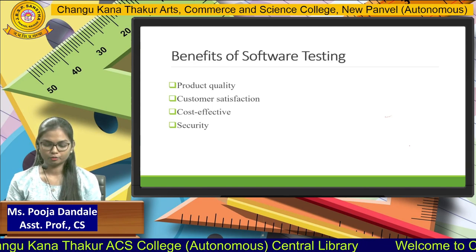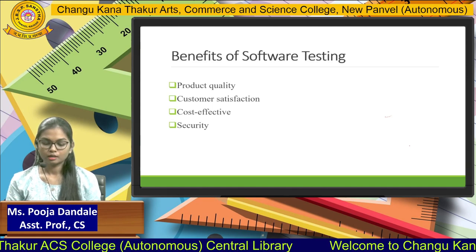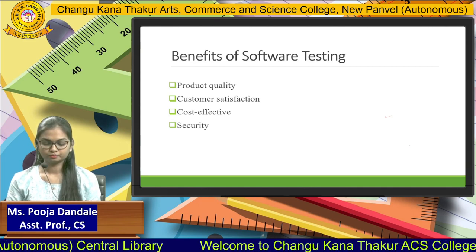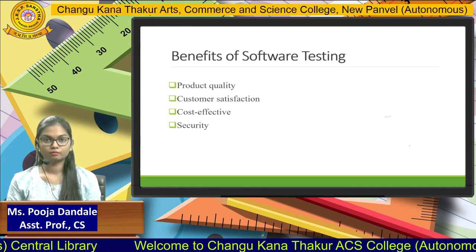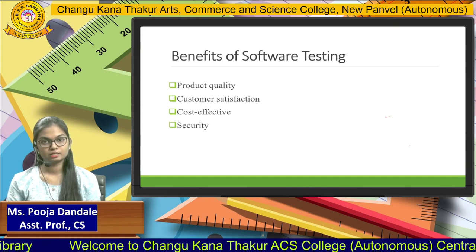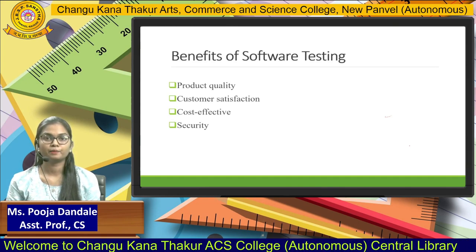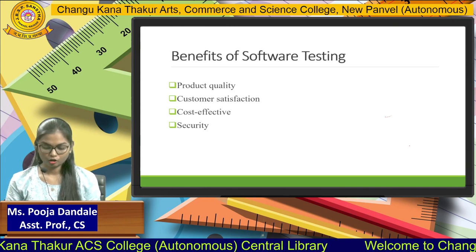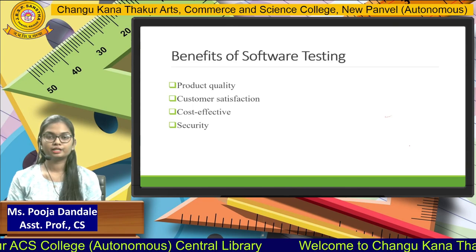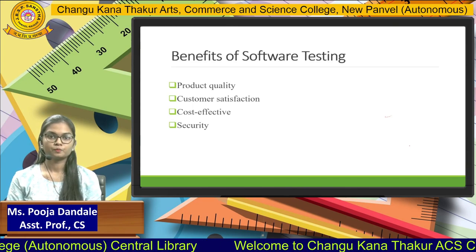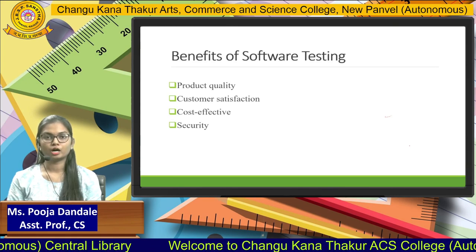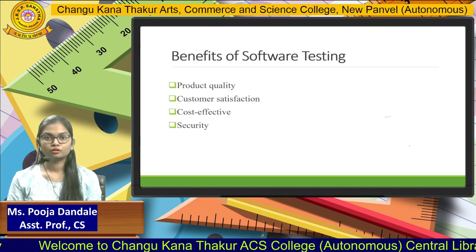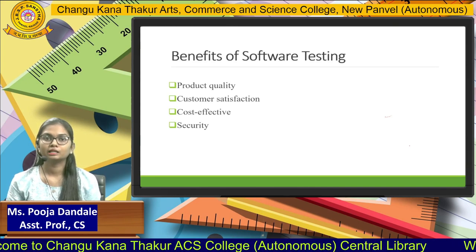Next is cost effectiveness. It is cost effective because any project takes time, and it also needs money in the long term. So if we rectify all the bugs and errors at a very early stage, we can save our time and money in the later stages. Next is security. We have vulnerabilities from internal and external sources, so we have to make sure that our product is secure from all these vulnerabilities, and we have to build a very secure product which cannot be hampered by any external sources.